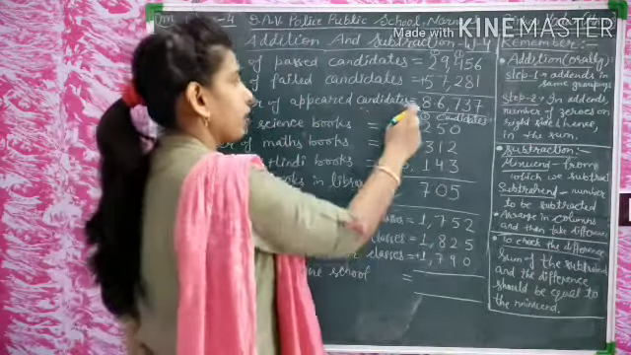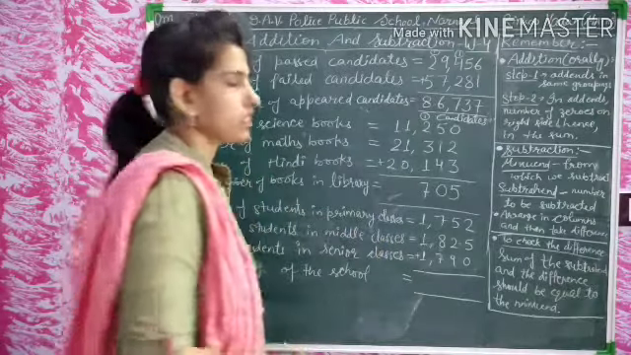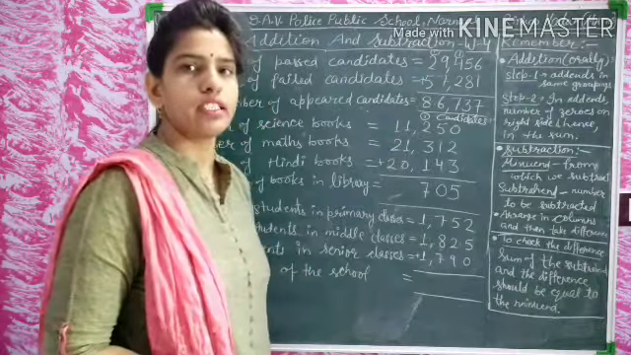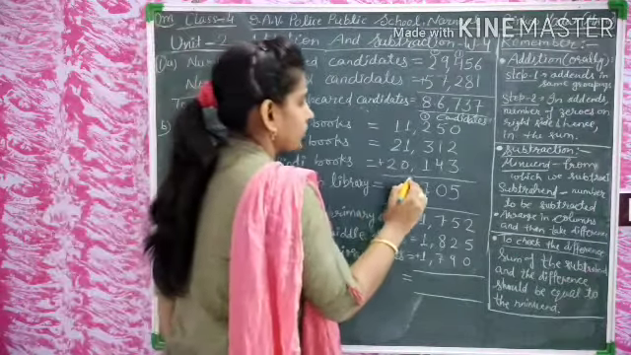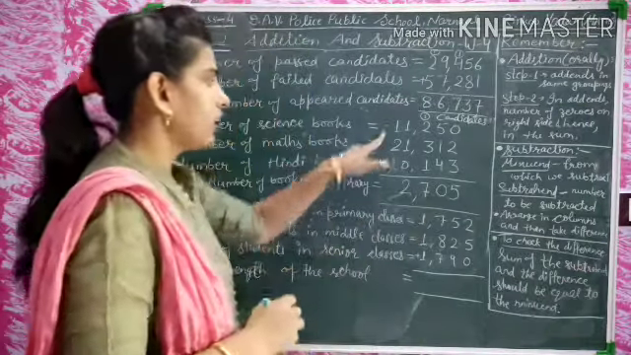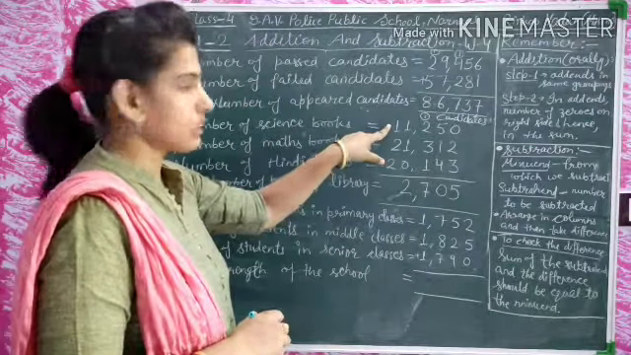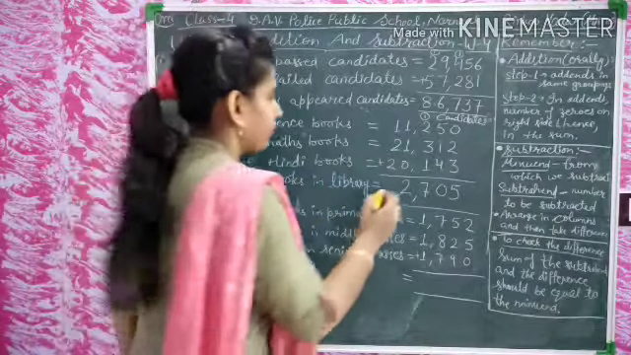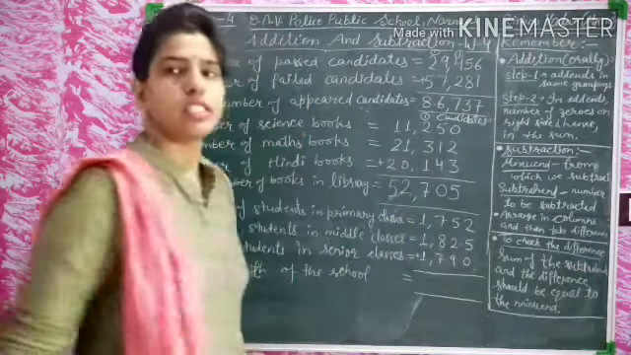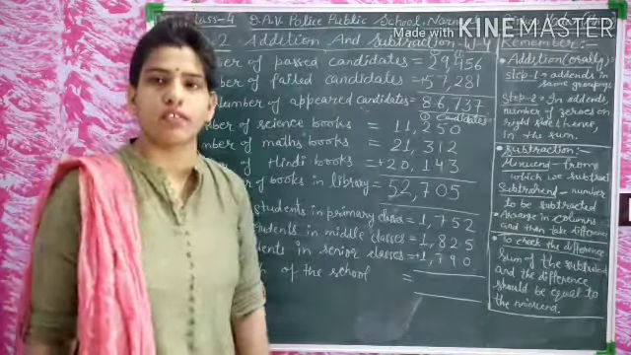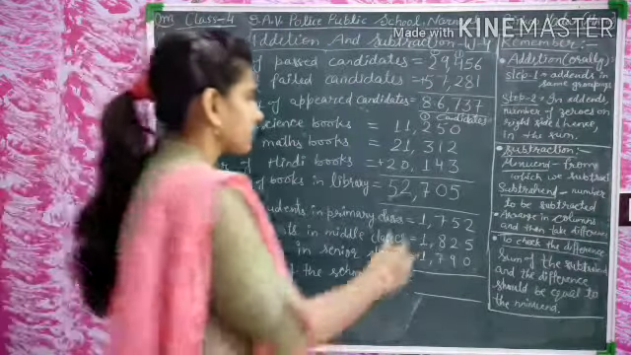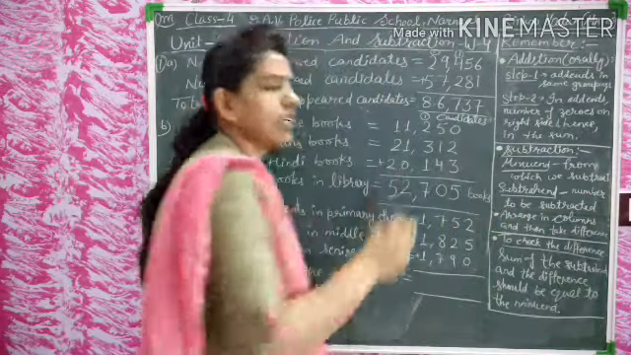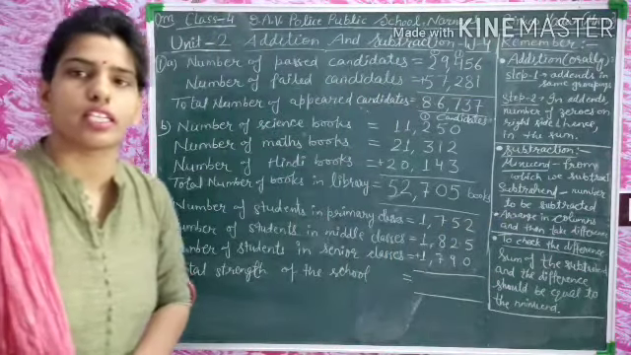Now we have to add the thousands place digit. How many thousands? 1000 and 1000, that is 2000. And now we are adding the 10,000s place digit. 1 plus 2 is 3, 3 plus 2 is 5. That is 52,705. These are the total number of books in the library.